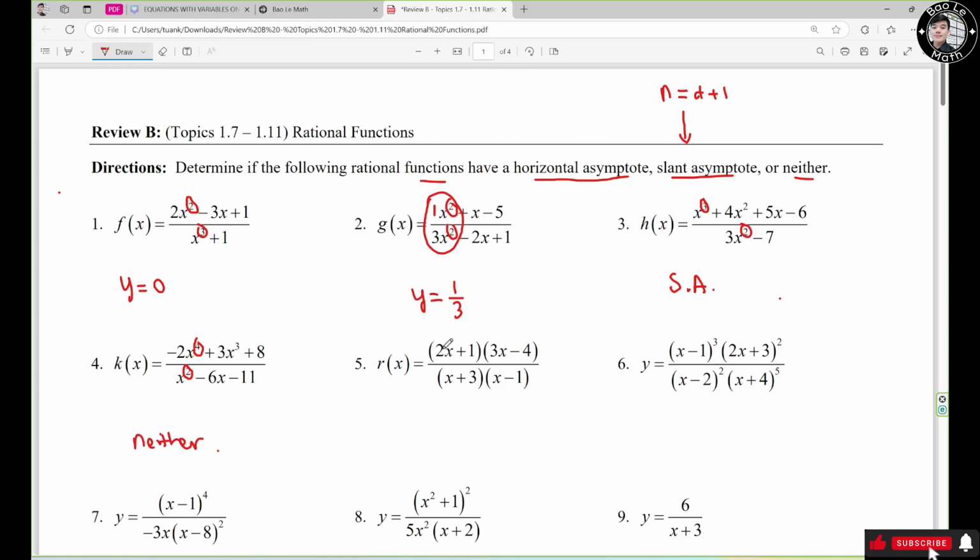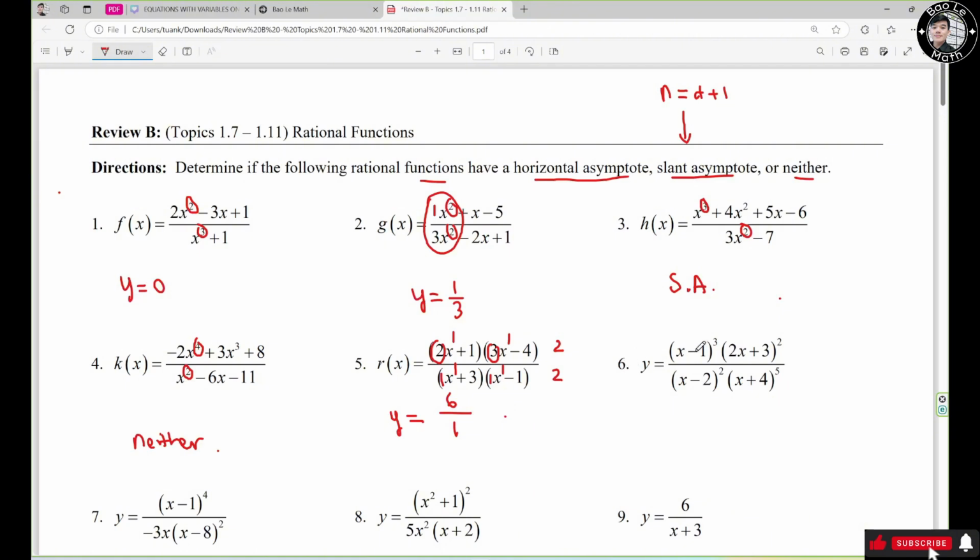Now number 5, this factor has power of 1, this has power of 1, this has power of 1, and this has power of 1. So the total numerator has power of 2 and the denominator has power of 2, so they are equal. Now you check the leading coefficients, which are 2 and 3. 2 times 3 equals 6, over 1 times 1 equals 1. So the horizontal asymptote is y equals 6.